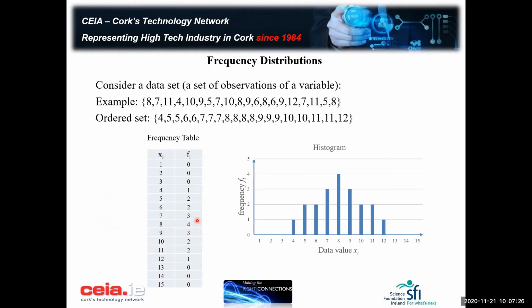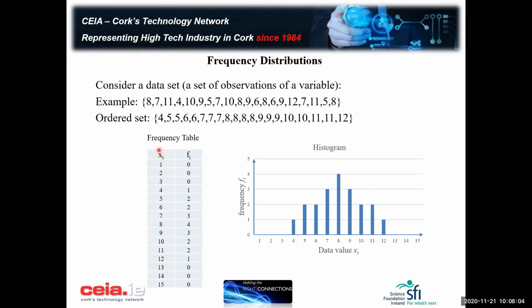Right, so let's dive right in with frequency distributions. So we start with a data set, a set of observations of some variable. It needn't necessarily be a set of numbers, but in most of the cases we look at it is a set of numbers. And if you do have a set of numbers, and I've given an example set here, it's helpful to order them. And once you order them, you can see that you get repeated values of some items. And that leads us to a frequency table where we list the number of times each item occurs.